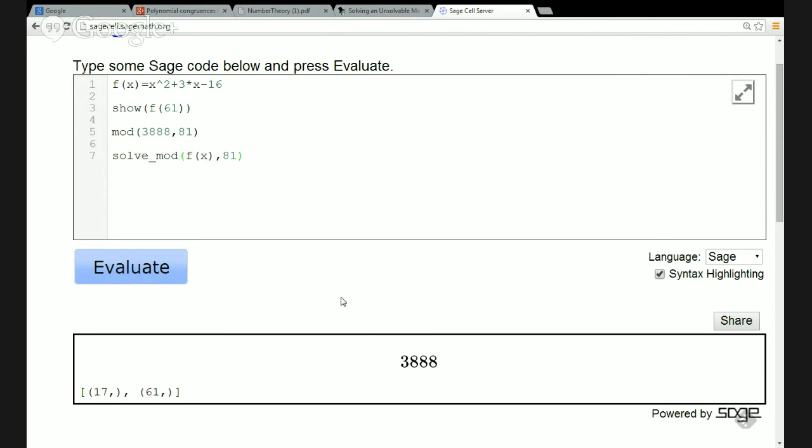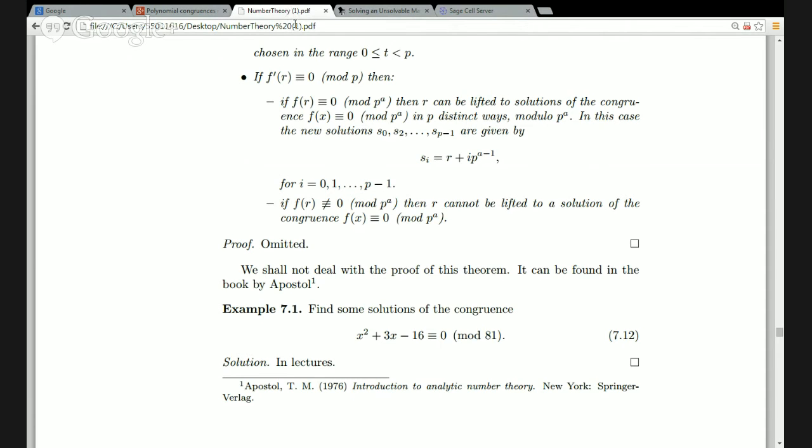So, do you just want to have a go at doing that? Taking that other solution. So now lift r equals 2 up to a solution modulo 81, and we expect to find the solution, what was it, 17, wasn't it? 17.